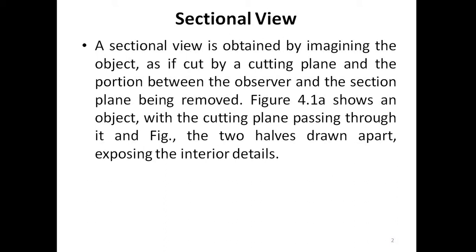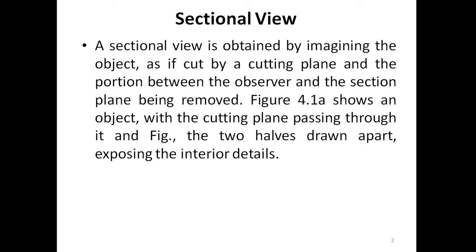A sectional view is obtained by imagining the object as if cut by a cutting plane, and the portion between the observer and the section plane being removed. Suppose we take a round job with a hole inside, that is, a bore. When looking from the front side, the bore is not clearly visible. So for clear understanding, we cut the plane, which may be a half section or full section. So a sectional view is obtained by that cut plane.